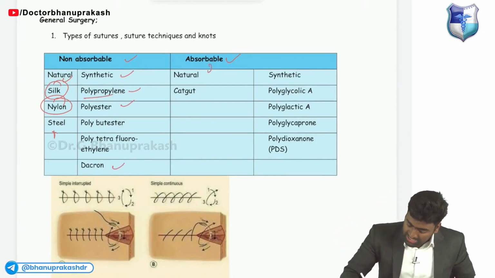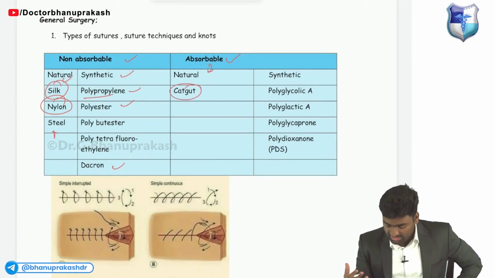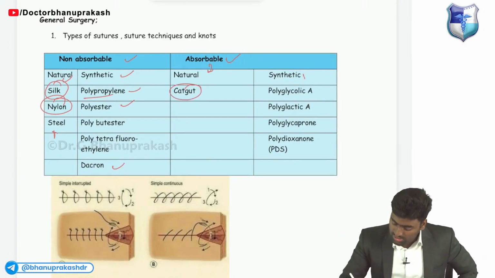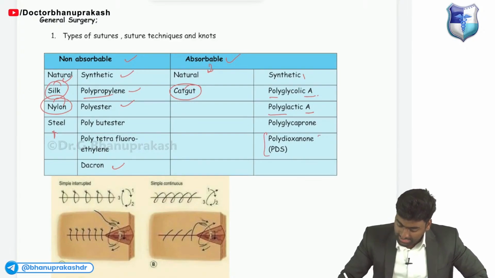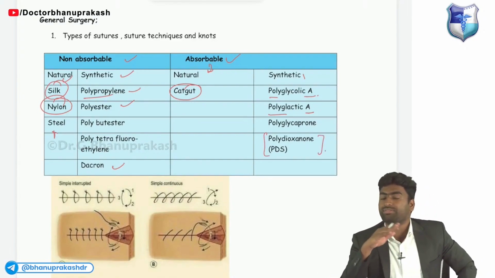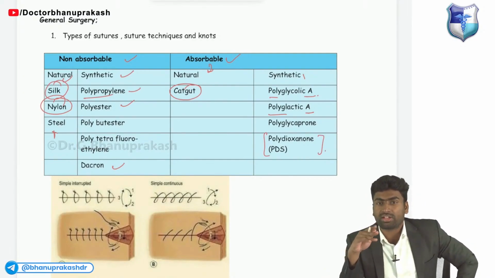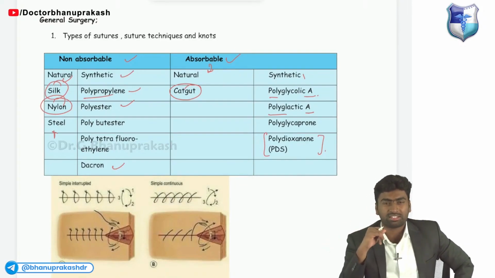The absorbable natural one is catgut. We know catgut is absorbable and natural in nature. The synthetic ones include polyglycolic acid and polylactic acid, these 2, and finally PDS. So remember, in VIPoma, as I told you, there will be features of diarrhea, electrolyte imbalances, and hyperglycemia and hypercalcemia will be given. If you try to rule it out, you will be able to get these correct.